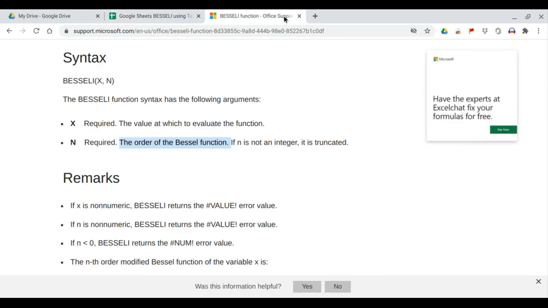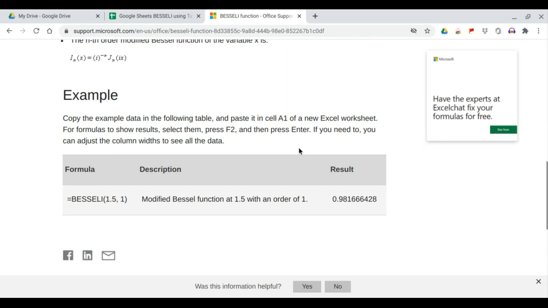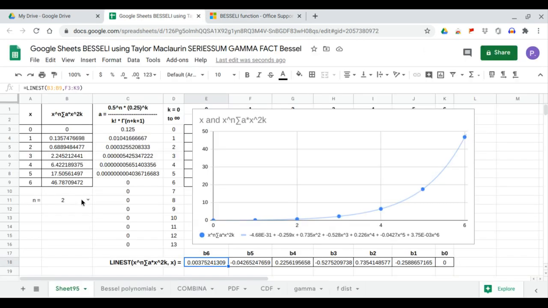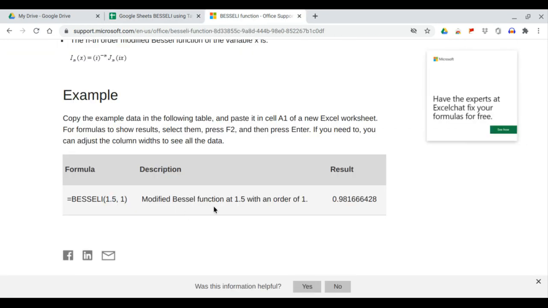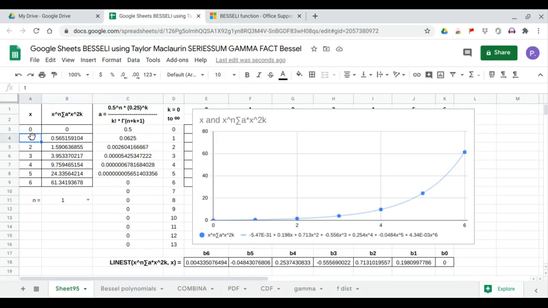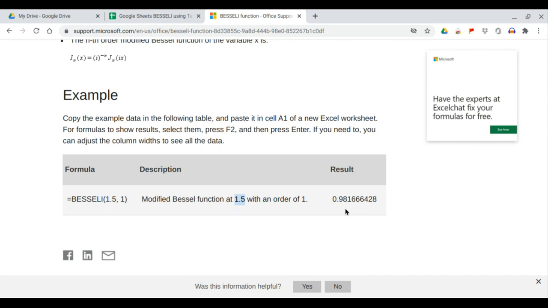Next, we go back to the BESSELI function. Here we have an example. At order 1, so we change this to 1, and the value of x 1.5, we expect this value. So we change this to 1.5. Enter. So the value is 0.981666428.